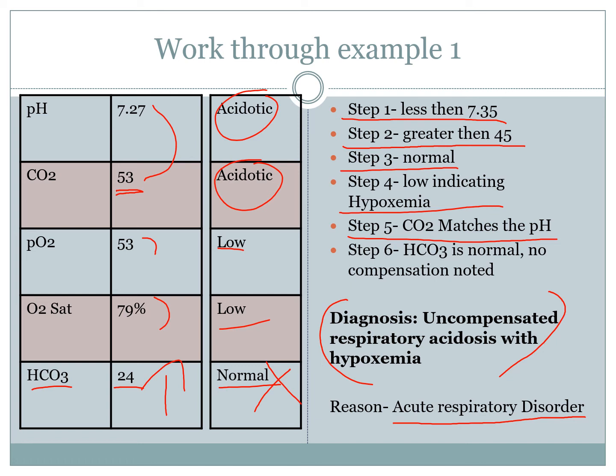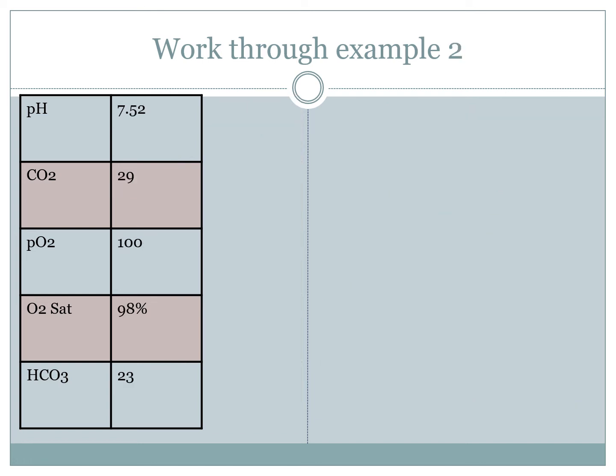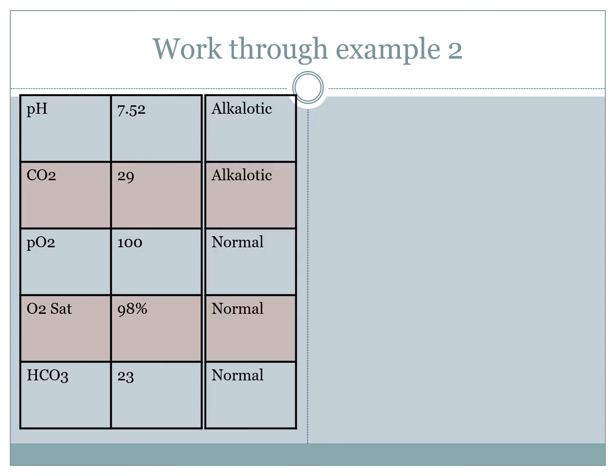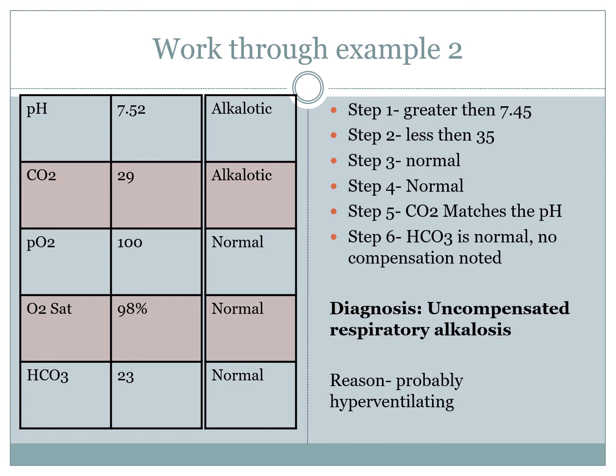Next one. Now what I'll do in the interest of saving time is I'll tell you guys to pause the video now, write the results down. Okay, hopefully this is what you got. So alkalotic, greater than 7.45. CO2 is less than 35, therefore CO2 is alkalotic. The PO2 and the SpO2 are normal, so there's no signs of hypoxia. Sorry, I skipped a step. But the bicarbonate is 23, therefore within the normal range.